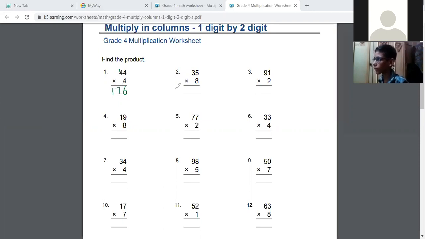Okay? In the same way. 2 ones are 2. And 2 nines are. Yes, Zan, look at me. Look at this. 2 nines are 18. Okay.